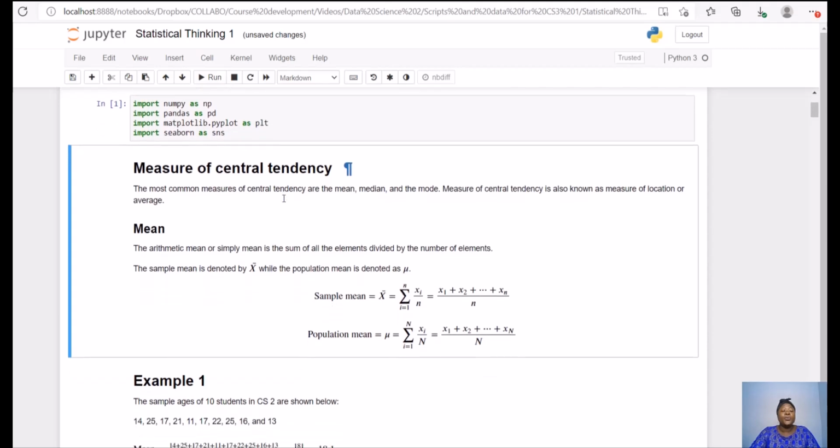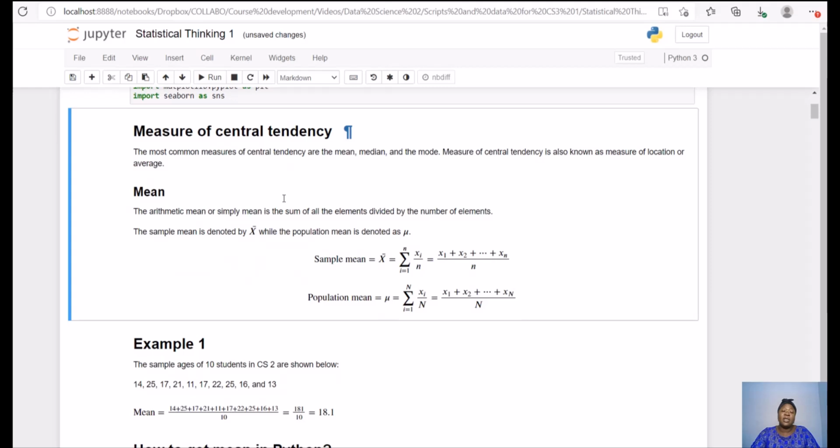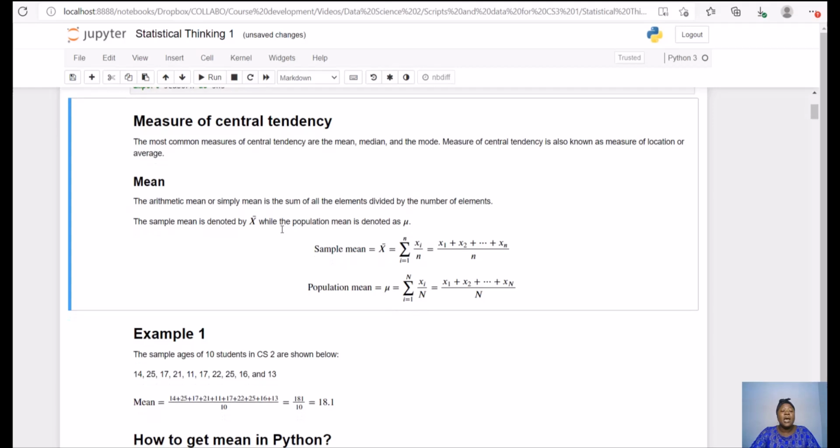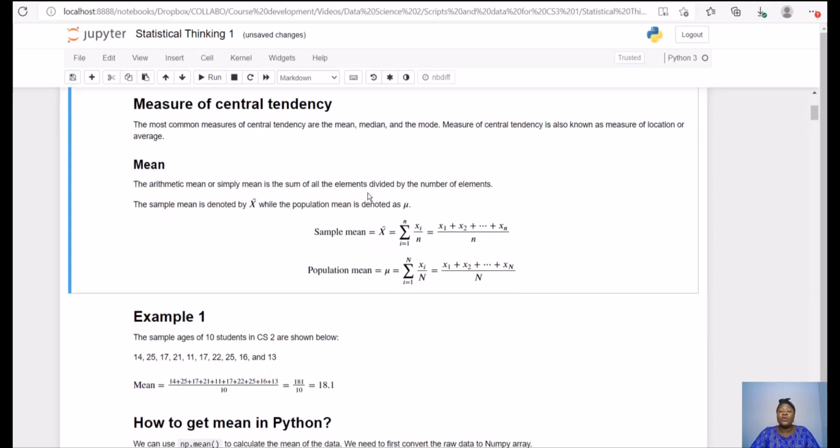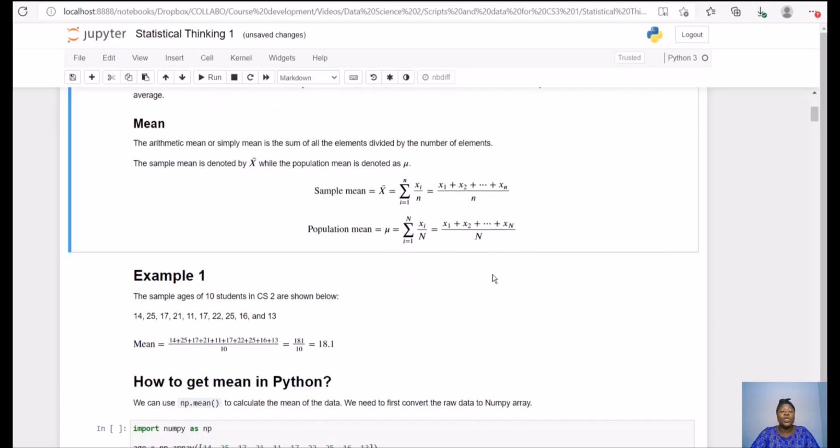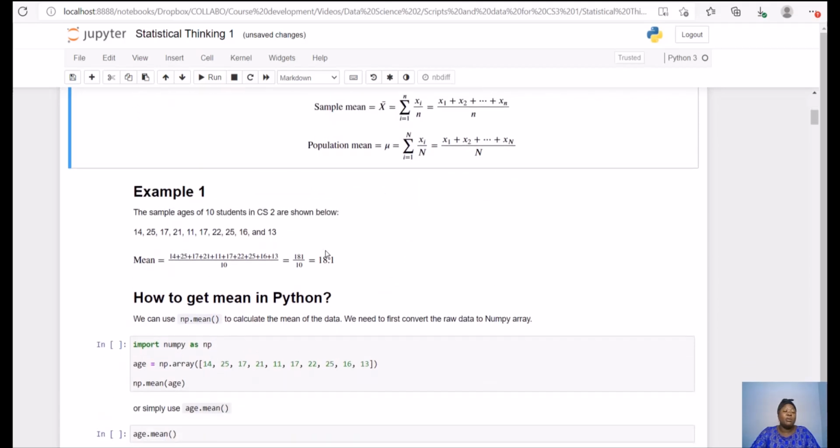There is no error. So the measure of central tendency that I explained earlier, the mean is one of the measures of central tendency, and it means the sum of all of the elements divided by the number of elements. So you add up all of the elements in the data set and divide by the number of elements for sample mean, and you also do the same for population mean. So this is an example.